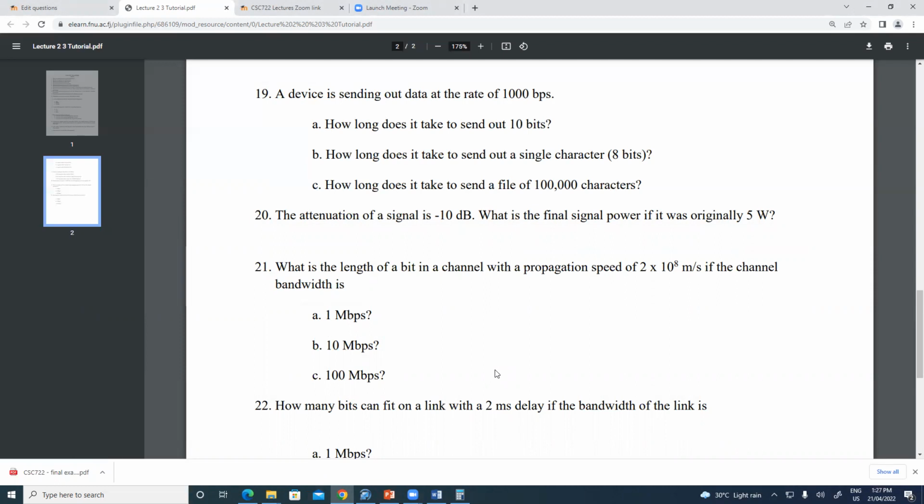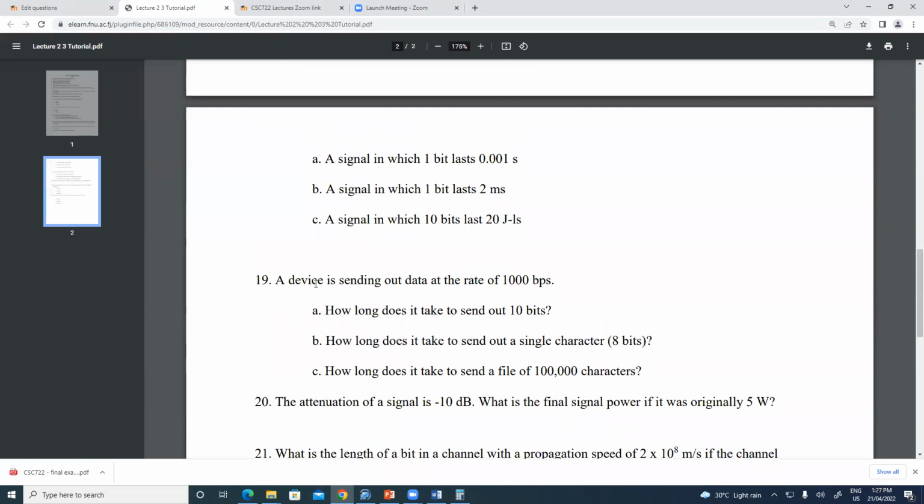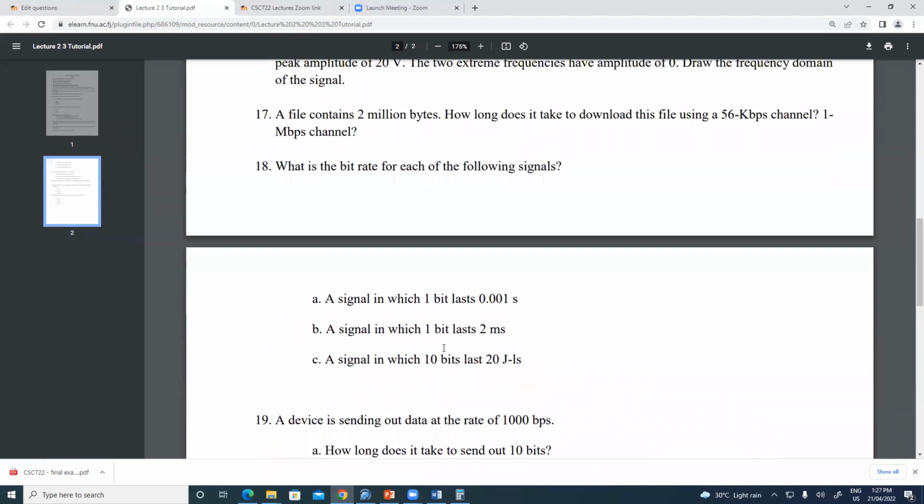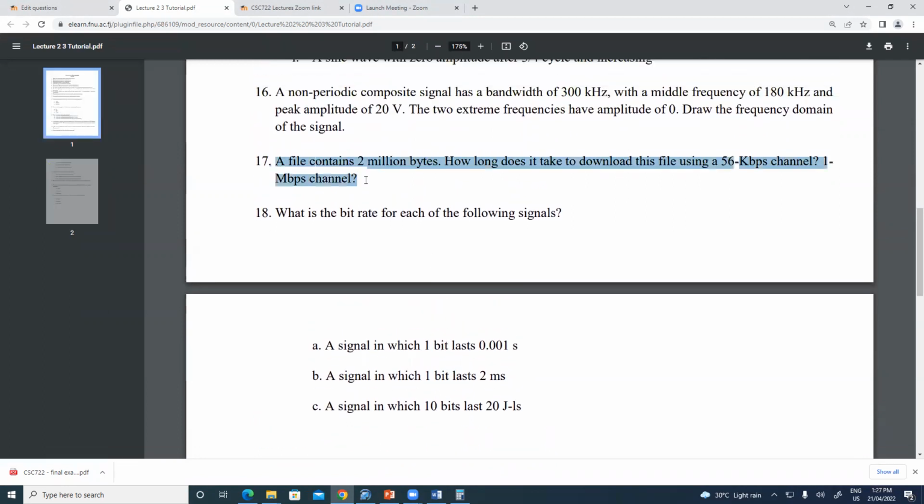So just keep this in mind. These types of questions can come. Bit rate, and this one was what we call bit duration: how long it takes for certain data to be sent. Another question I want you to look at is question number 17 in your tutorial. Again, it's a question of how long, right? So we are looking for time, remember? Whenever I say how long, then we're looking for time.